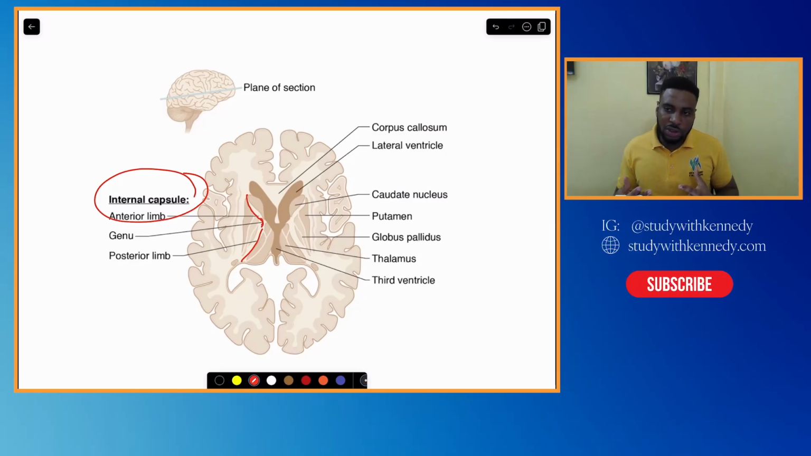So once the internal capsule is involved, you're going to have weakness, upper limb, lower limb weakness, motor abnormalities, and all of those kind of symptoms. And this is basically the explanation to why the answer of this question is what it is. I hope this made sense to you.